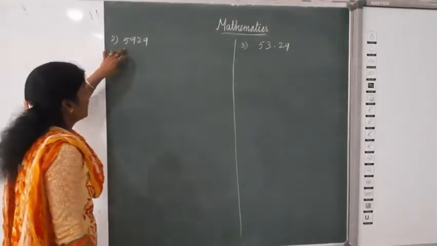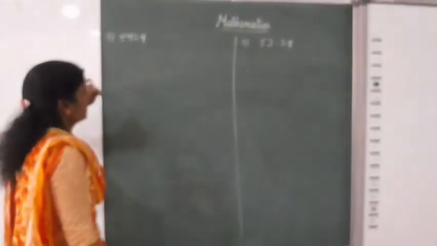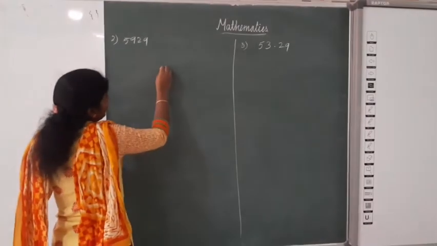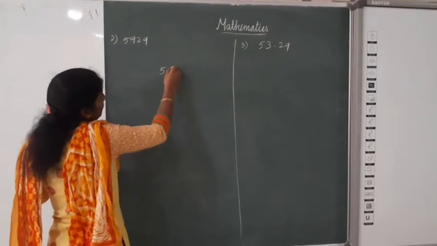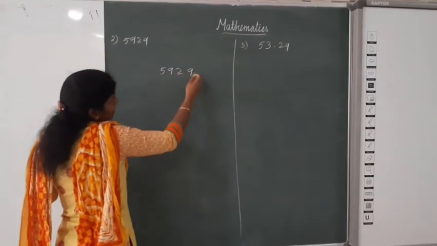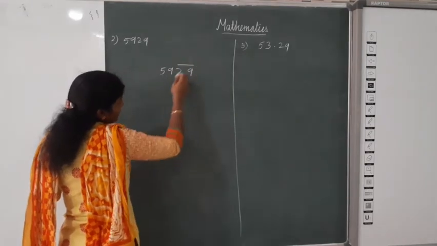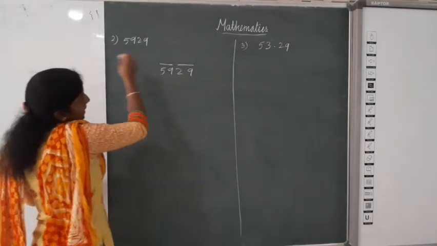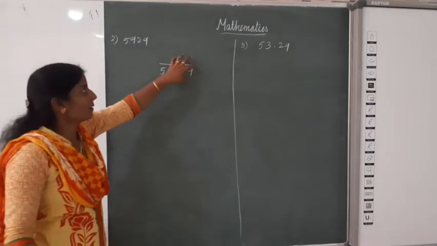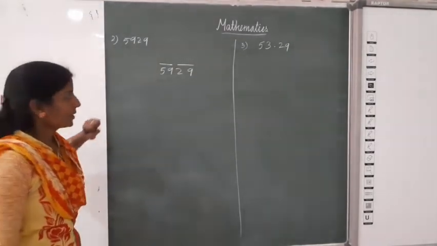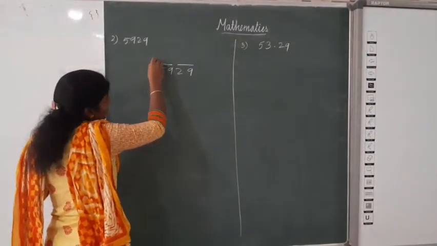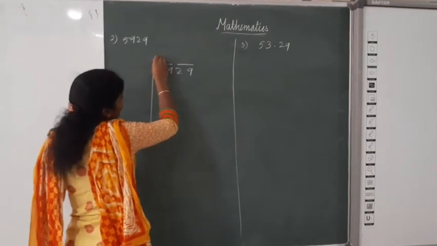Okay. Now here 5929. First step, we split into periods: 5, 9, 2, 9, from the ones place, and the ones and tens places together form the first period. Then the next one is the second pair. This is one pair. This is another pair. Isn't it? Now we can write using the long division method.